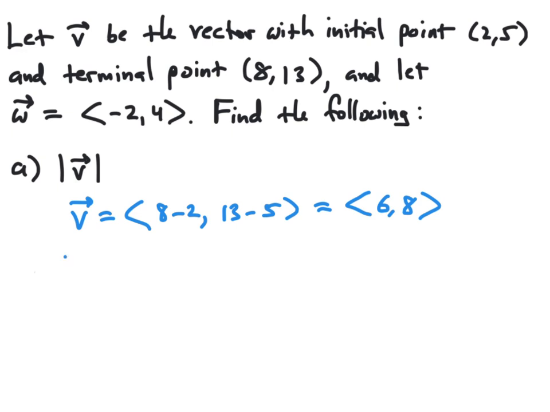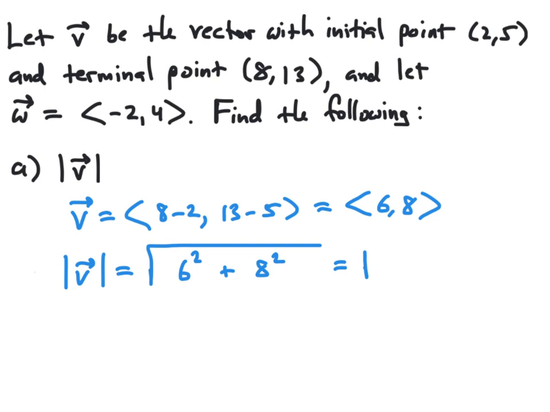Once we have the component form for v, we can find its magnitude by taking the square root of the sum of the squares of the components. So this will be the square root of 6 squared plus 8 squared. 6 squared is 36, and 8 squared is 64. So we have the square root of 36 plus 64, which is the square root of 100, better known as 10. So the magnitude of vector v is exactly 10.